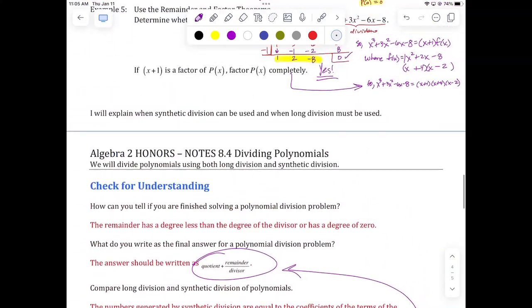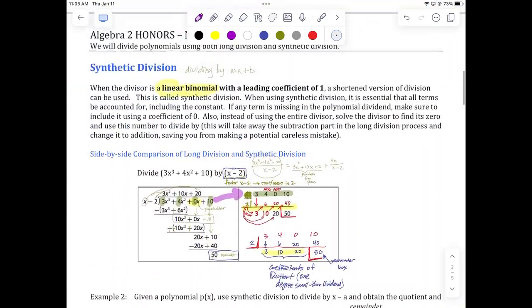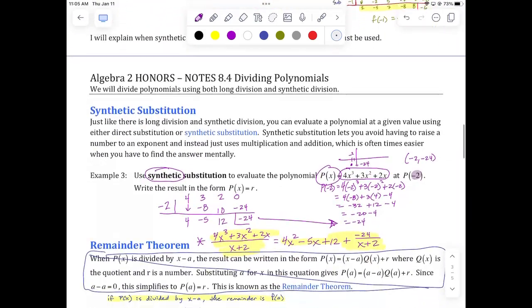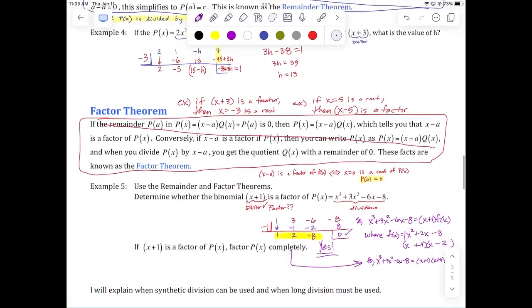Okay, and that's it. So we got through the whole process. Most of it was yesterday. Today was just kind of reinforcement and cleaning up a little bit. And that's all I have.